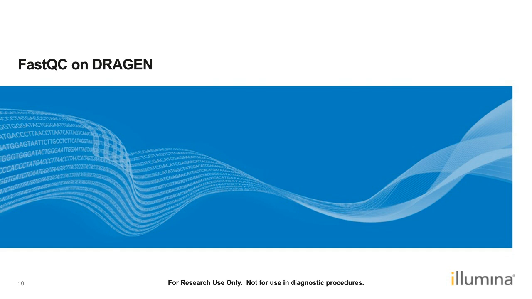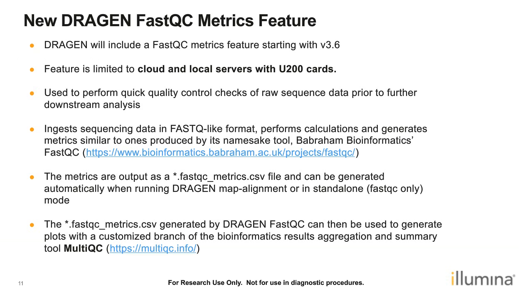So this is the feature that's coming in 3.6. Once again, limited to the cloud and local servers. It's used to perform quick quality checks on your sequencing runs, basically looking at the quality of your FastQC files that are being demuxed.